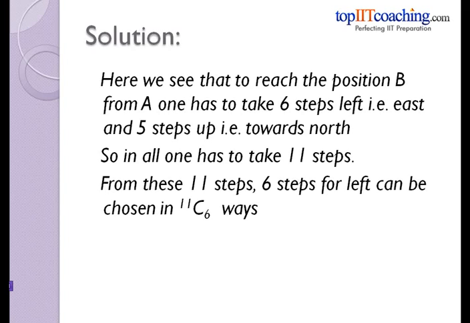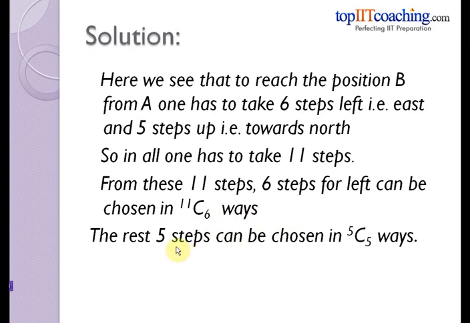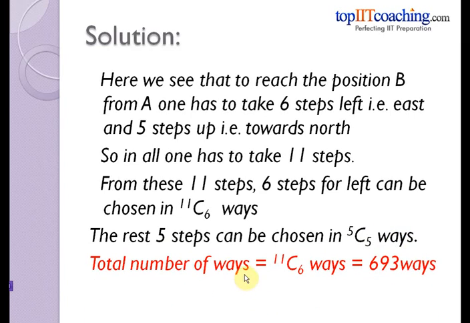Now from these 11 steps, we need to choose 6 steps for the left, and that can be done in 11C6 ways. Now how many steps are we left with? 5. So the rest of the 5 steps can be chosen in 5C5 ways. So the total number of ways is equal to 11C6 into 5C5, and that is equal to 11C6, as 5C5 is equal to 1. So 11C6 ways is equal to 693.